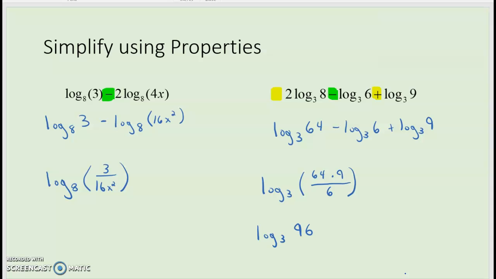But if I set it equal to a z, like in some other videos, and rewrite it as exponential and try to solve it, there's not a good connection between the 3 and the 96. So I'm just going to stop right there. Alright, so we're going to see how some of these properties help us with the calculator in a little bit.